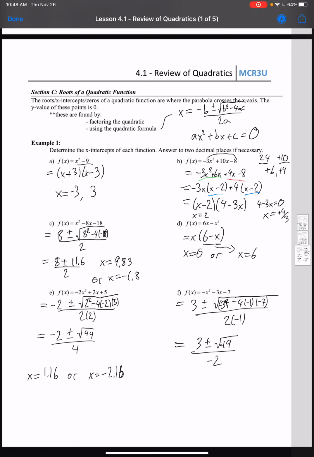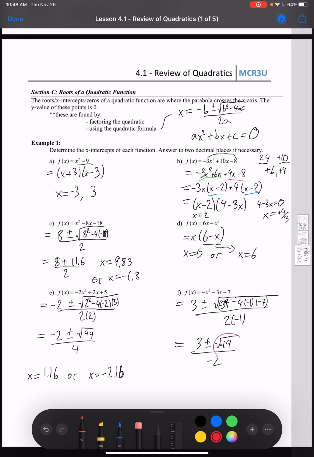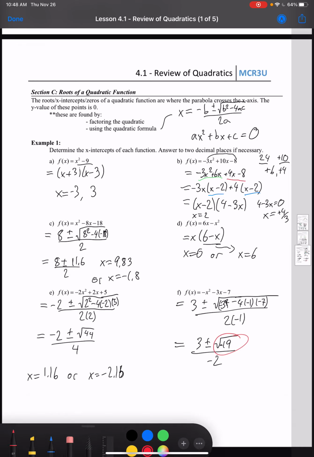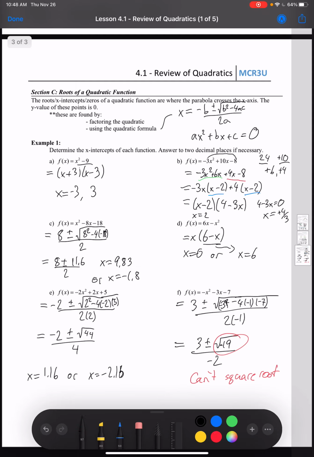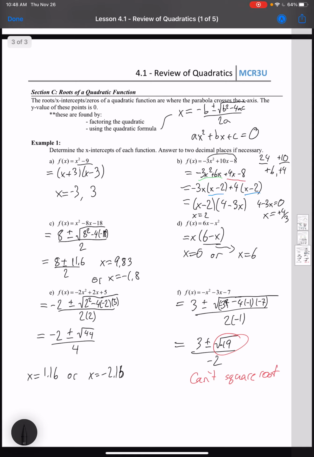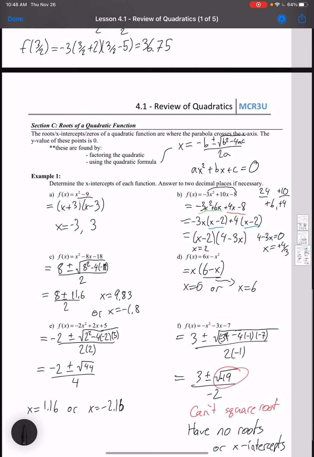Okay, and what does that lead us to? Well, what you should see is you have a negative under that square root sign, so you can't square root it. And if you can't take the square root, you can't actually find it. It means basically that you have no roots or x-intercepts. And that is just a quick look at those 4 or 6 examples.